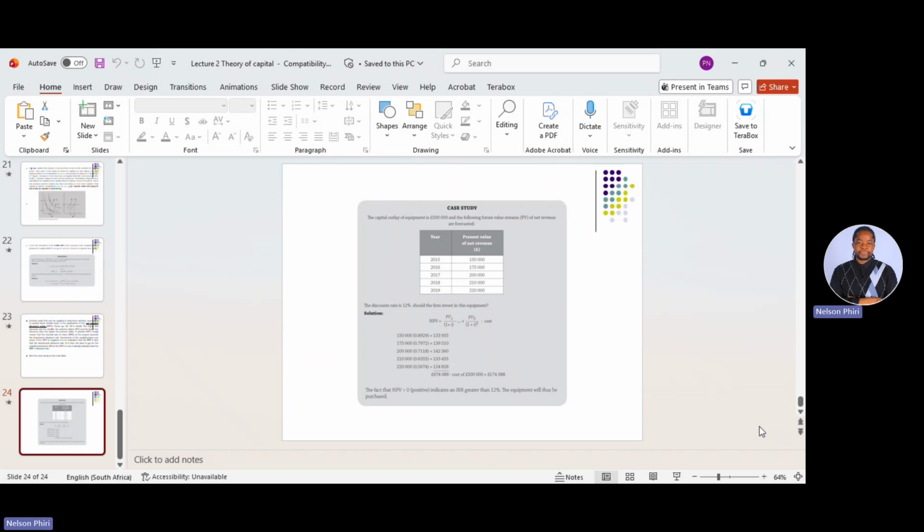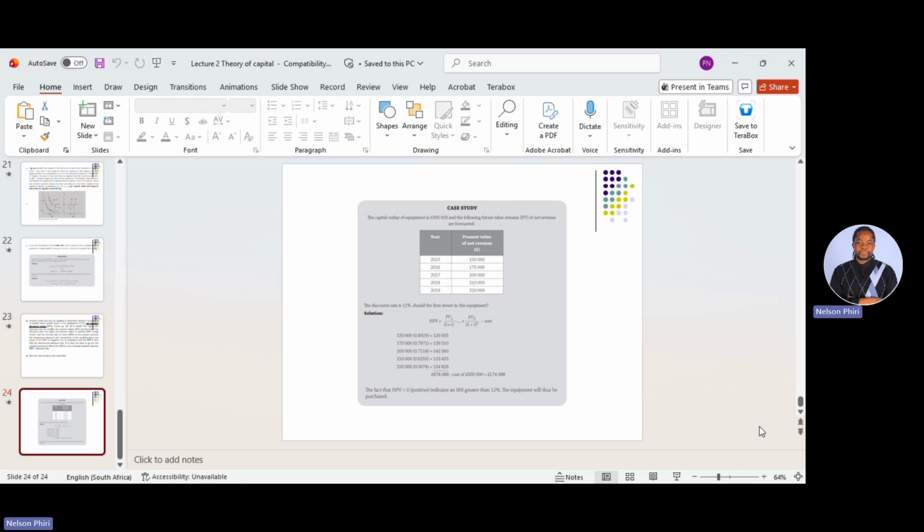So just to recap one more time, the first year, we discount 150, which we're going to receive in 2015. You take 150, you divide by 1 plus 12% to the power 1. Punch that in your calculator. You should get 133,935. Go to the second year, it's 175 divided by 1 plus 12% to the power 2, which you get 139,510. Then you go to the third year, which is 200,000 divided by 1 plus 12% to the power 3, which you will get 142,360.